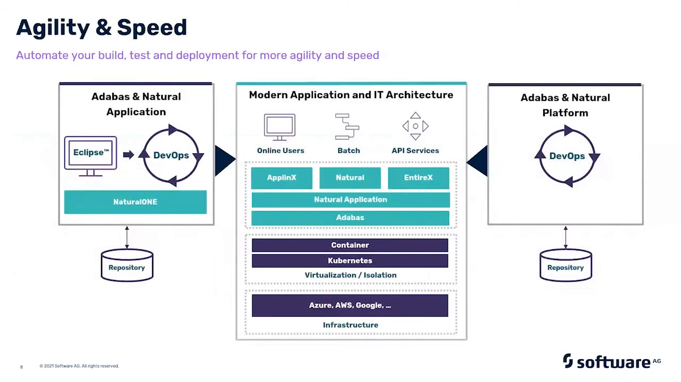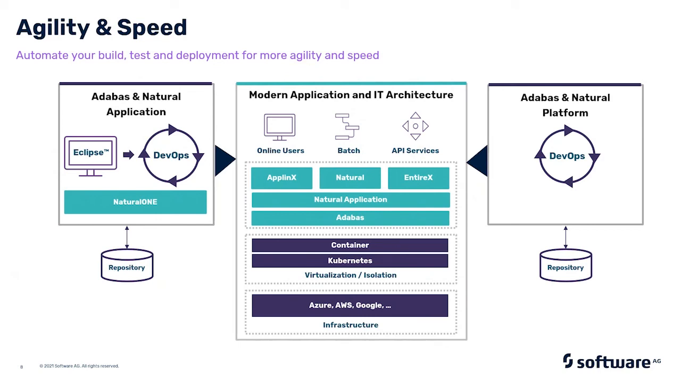And the goal of this, as we see it here in this slide, is to increase, of course, agility and speed, and it allows you to automate your build and test and deployment for your whole application, but also the platform, as already mentioned. What you see on the left-hand side, the DevOps process that you can set up with Natural One as the development environment, have your sources in a repository. This already works for longer time for our customers.